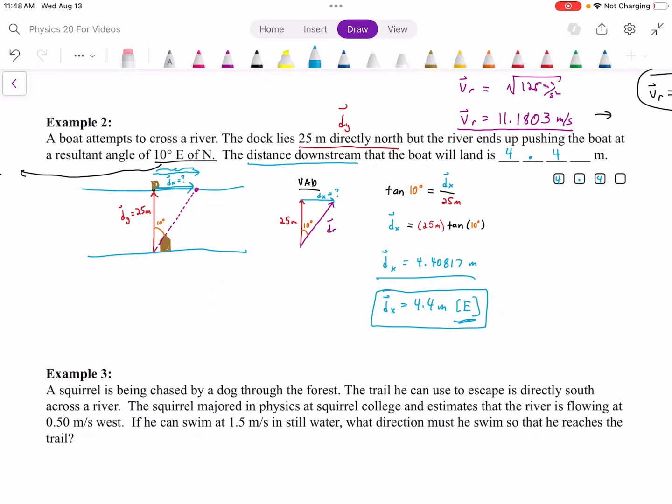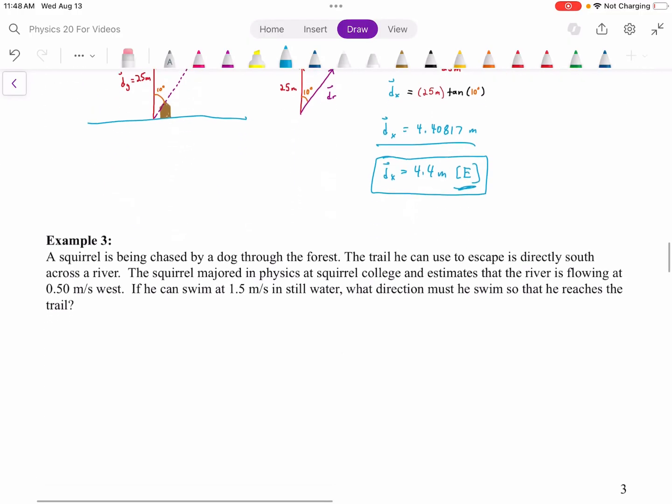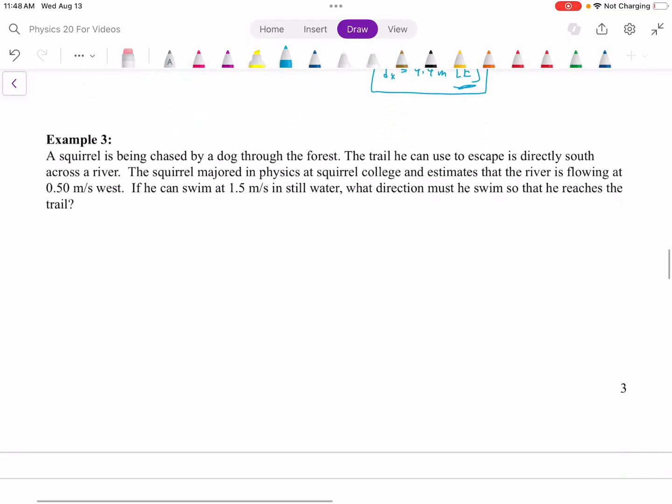All right, see what I mean though? 90% of that was just drawing our diagram correctly. From there, it's just some grade 10 math. Let's try example 3. So a squirrel is being chased by a dog through the forest. The trail he can use to escape is directly south across a river. Okay, let's already get going and just start adding some info to our diagram. So the trail is directly to the south of where our squirrel is.